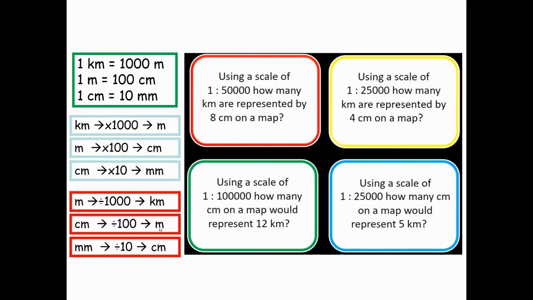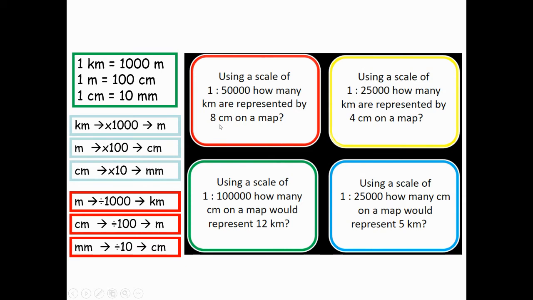Okay, then using scale of 1 to 100,000, how many centimeters on a map would represent 12 kilometers? So we're doing it the other way round now. Okay, so we've got the real life scale and we want to turn it into the map. So we're going to just do everything we've just been doing, but backwards. We're going to turn the 12 kilometers into centimeters, and then we're going to divide by the map scale.